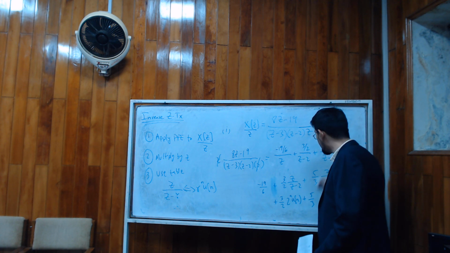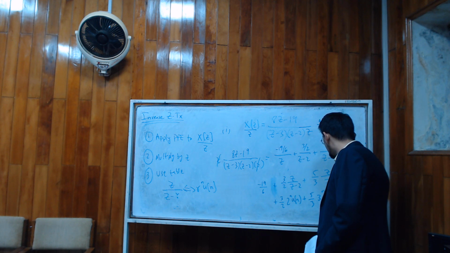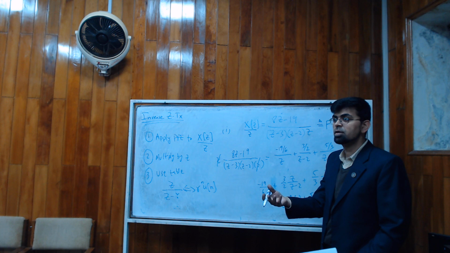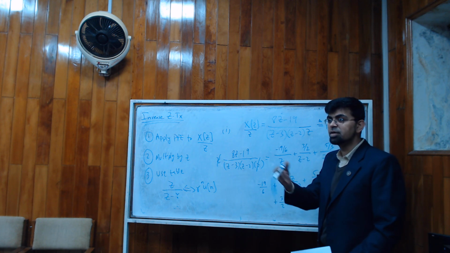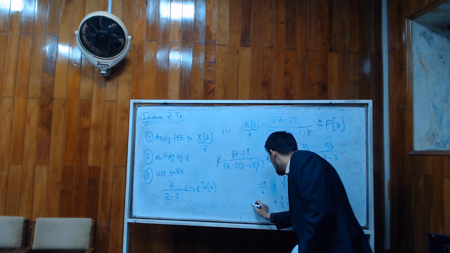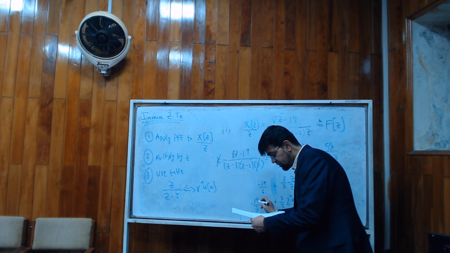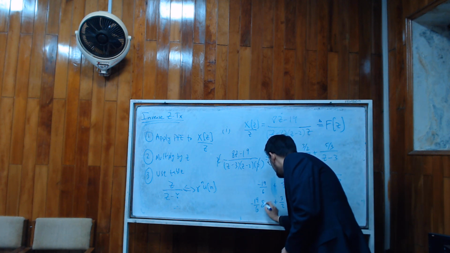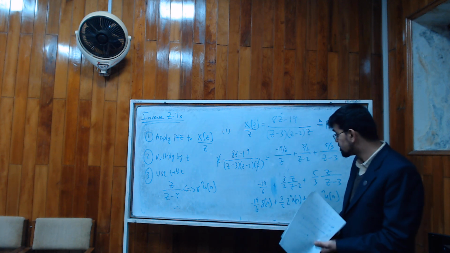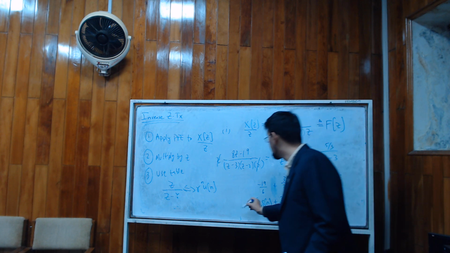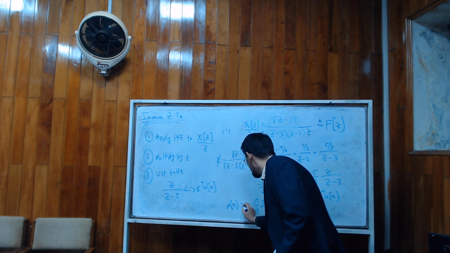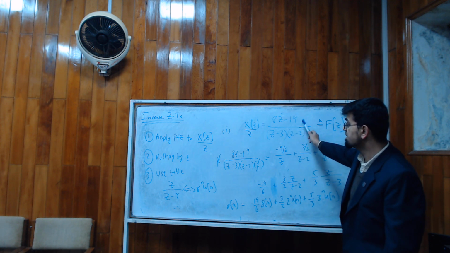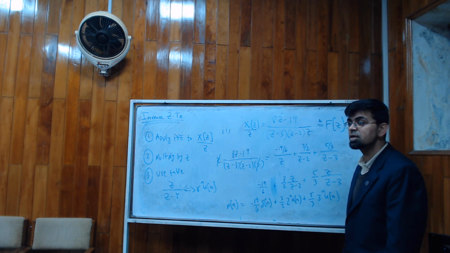5 by 3 is a multiplier, stays there. 3 raised to n times u[n]. What's the first term? Quickly. Delta. Yes, delta. Good. So minus 19 by 6 delta n, you're right. So notice what you have found. This is x[n]. You have gone from X(z) to x[n].